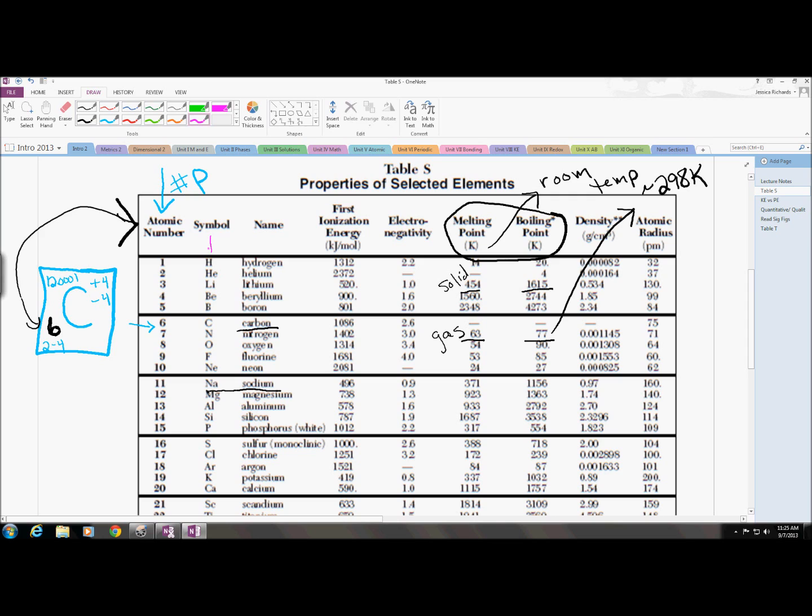The first letter is always capitalized. Now we're talking capital letters, not just big letters. Capital letters and lowercase letters. The one that shows up a lot that people have problems with is sodium. This is not a capital N and a lowercase a. That's a really big lowercase n and a small lowercase n. Don't write that.